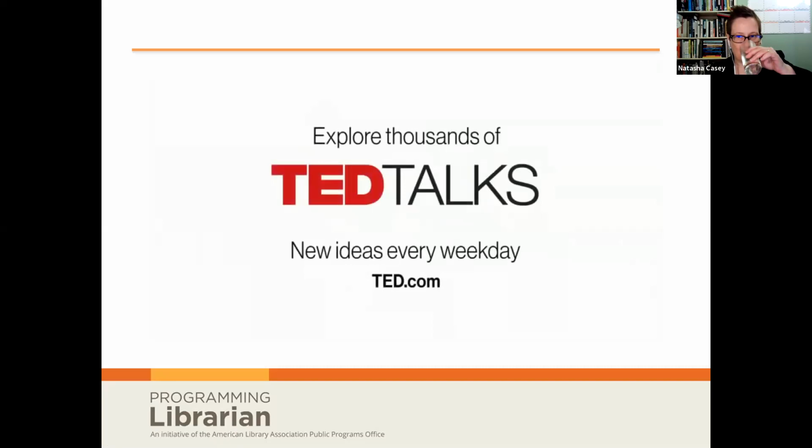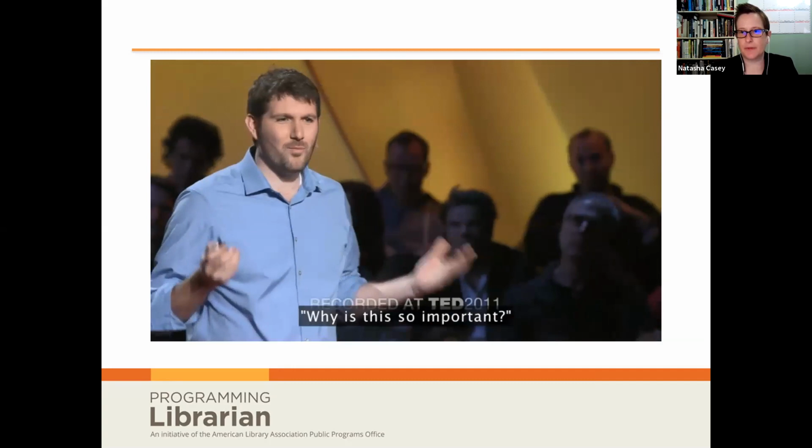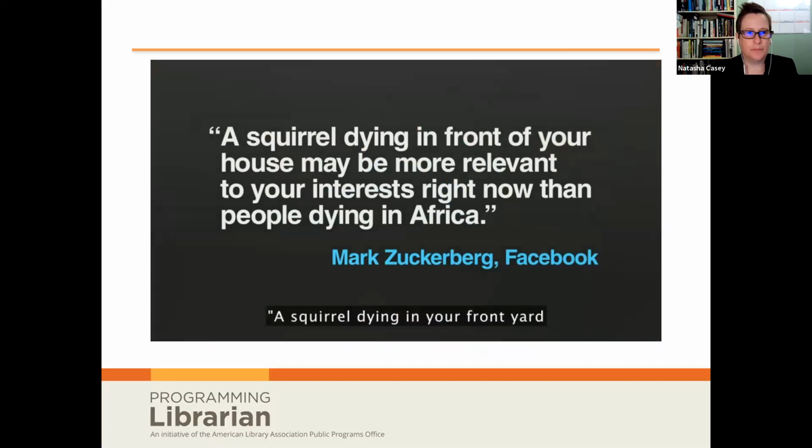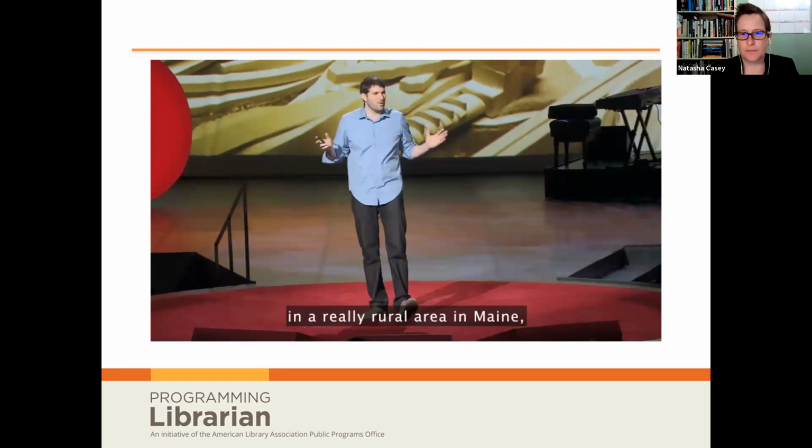Mark Zuckerberg, a journalist, was asking him a question about the news feed. And the journalist was asking him, you know, why is this so important? And Zuckerberg said, a squirrel dying in your front yard may be more relevant to your interests right now than people dying in Africa. And I want to talk about what a web based on that idea of relevance might look like. So when I was growing up in a really rural area in Maine, you know, the internet meant something very different to me.